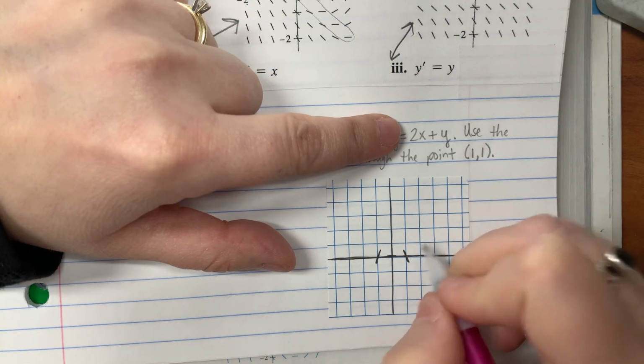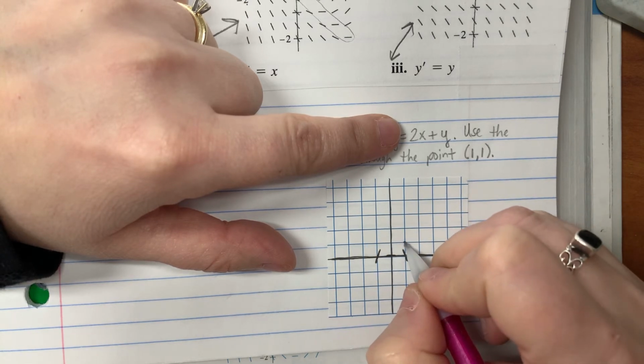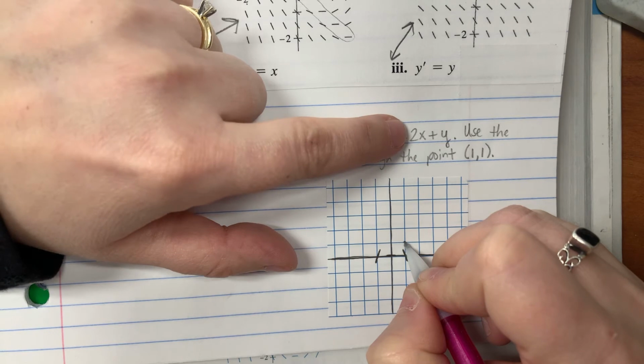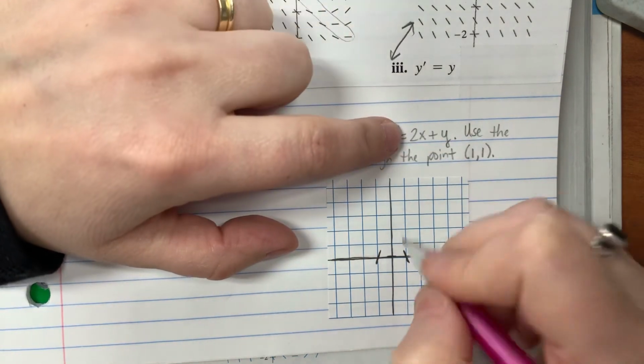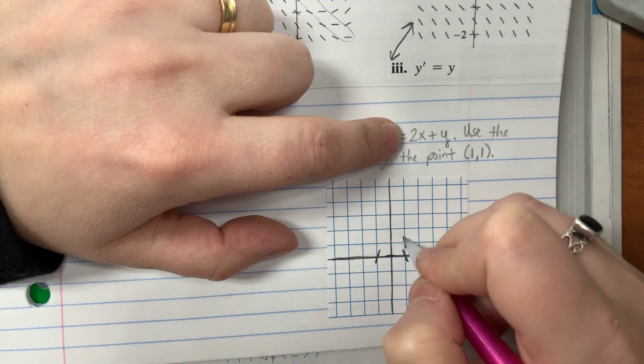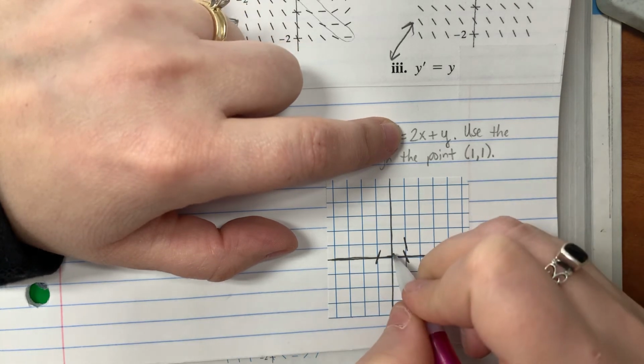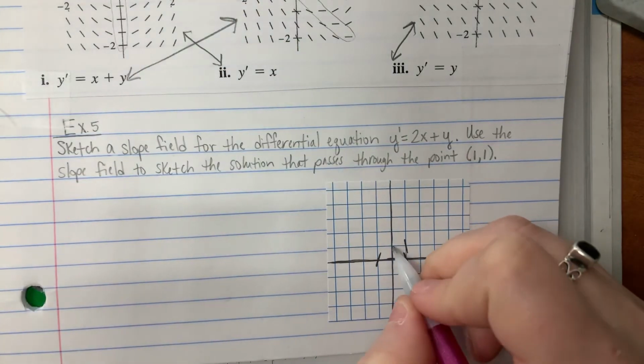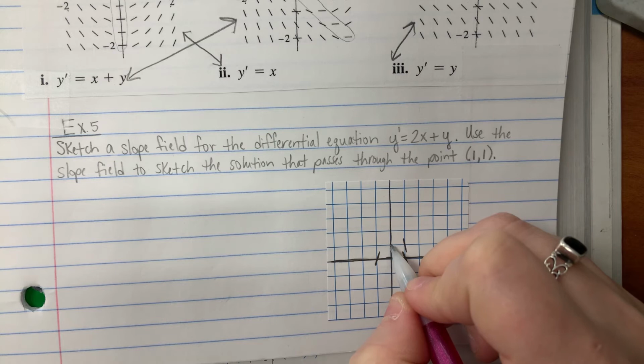Okay, so let's just plug in some more of these. If I do 1, 1, I would get a slope of 3, because that'd be 2 plus 1. So that one's even steeper. And then let's see, I did a bunch of these ahead of time, so I'm going to go ahead and just put them on here.